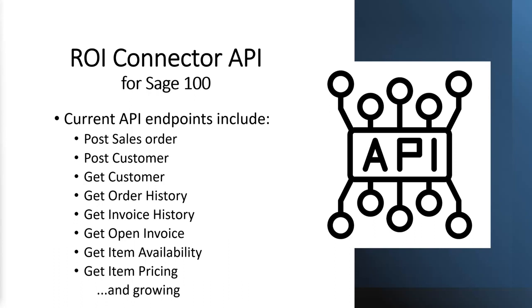You can pull customers back. You can get order history. You can get invoice history, get open receivables. You can get item availability, and you can get item pricing.